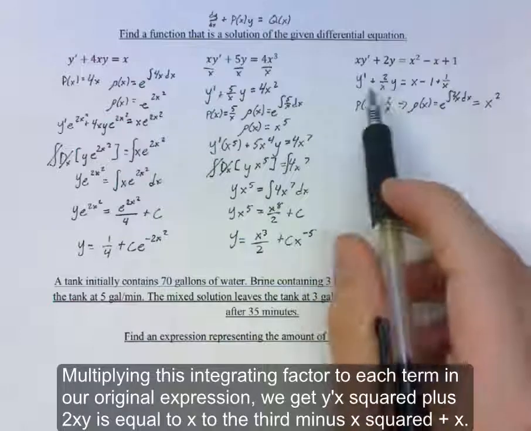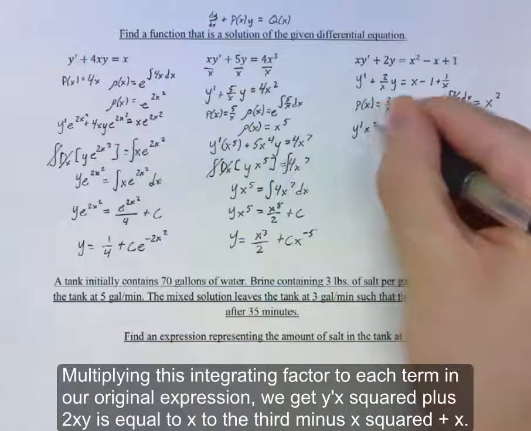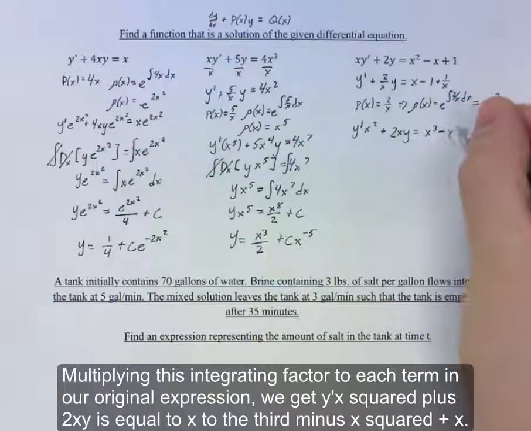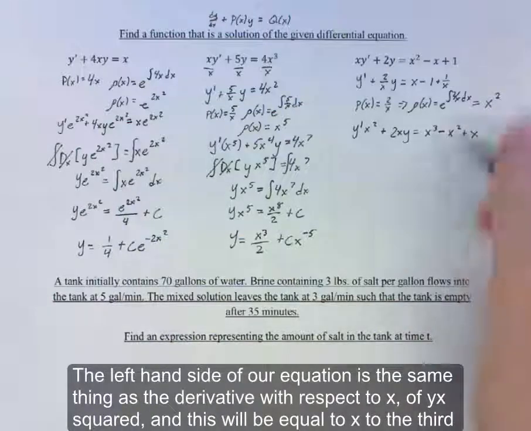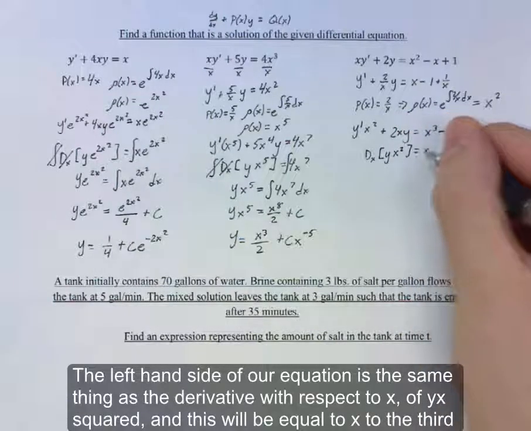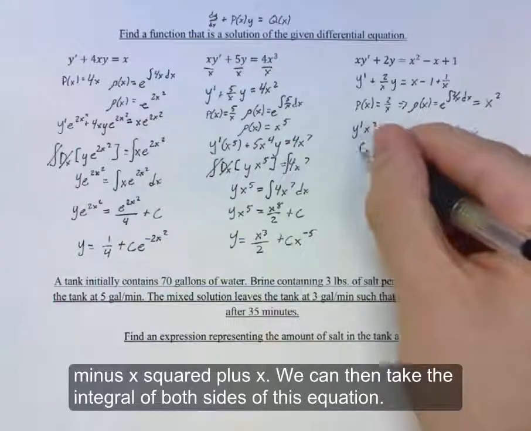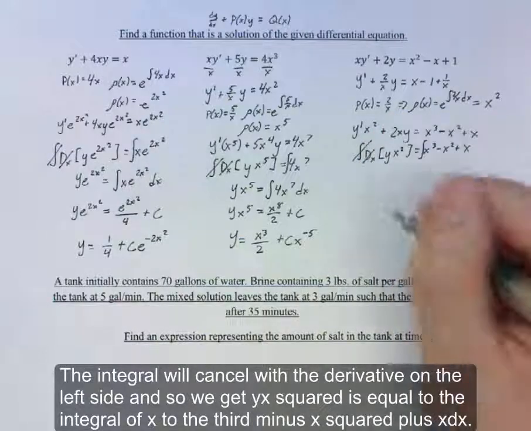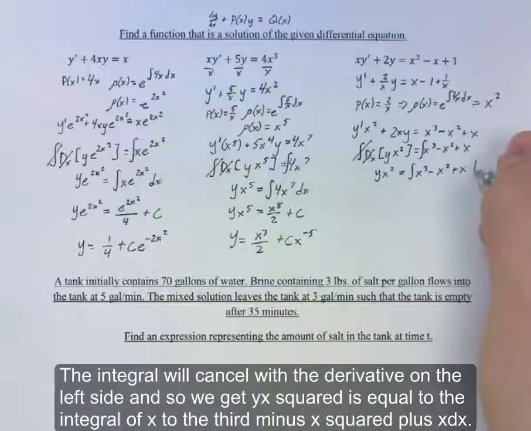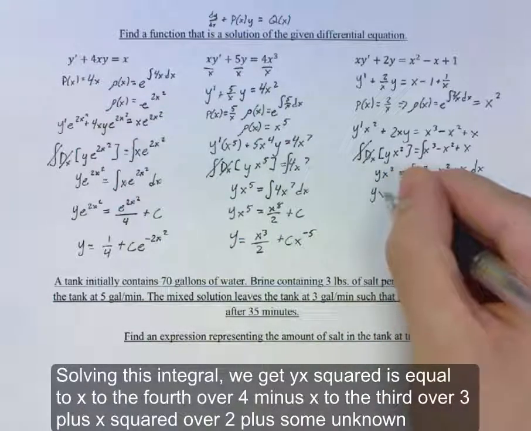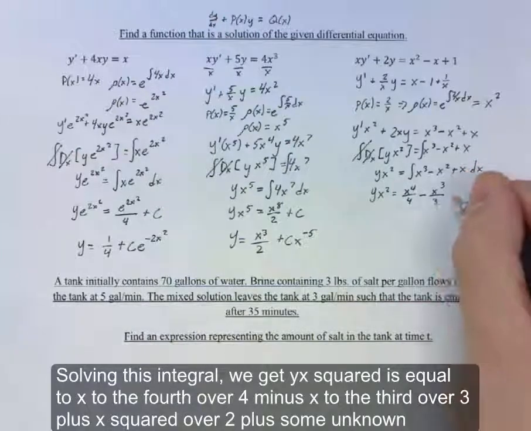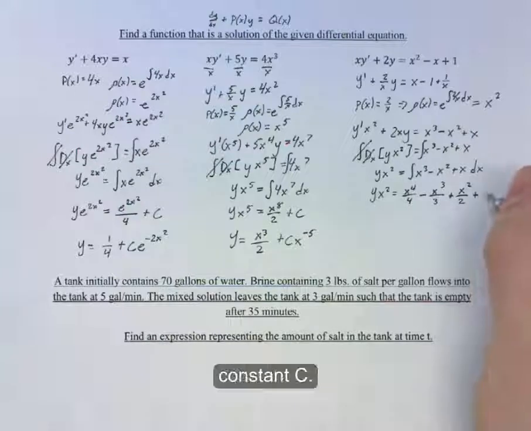Multiplying this integrating factor to each term in our original expression, we get y prime times x squared plus 2x multiplied by y is equal to x to the third minus x squared plus x. The left-hand side of our equation is the same thing as the derivative with respect to x of y times x squared, and this will be equal to x to the third minus x squared plus x. We can then take the integral of both sides of this equation. The integral will cancel with the derivative on the left side, and so we get y times x squared is equal to the integral of x to the third minus x squared plus x dx. Solving this integral, we get y times x squared is equal to x to the fourth over 4 minus x to the third over 3 plus x squared over 2 plus some unknown constant c.